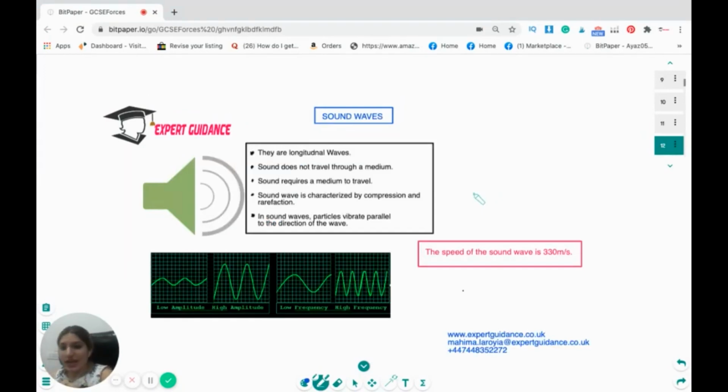Now let's move on to the sound waves. As we discussed in the first slide, sound waves are longitudinal. Sound does not travel without a medium.